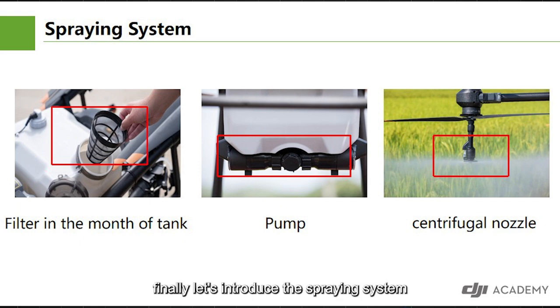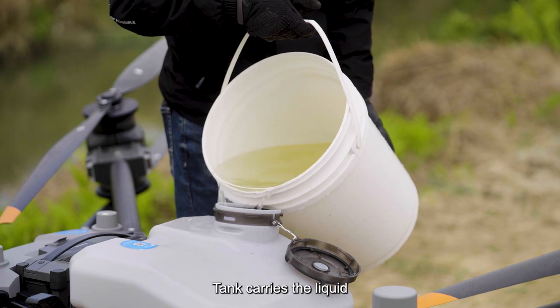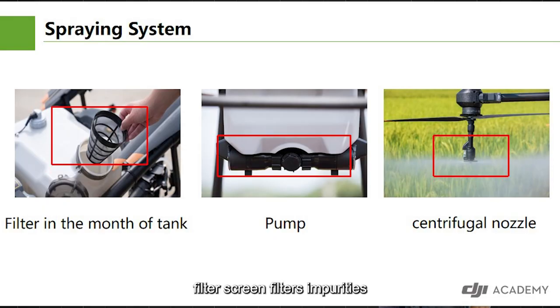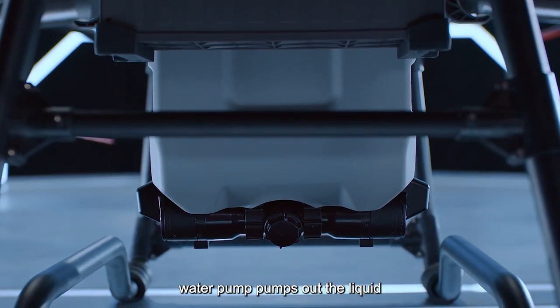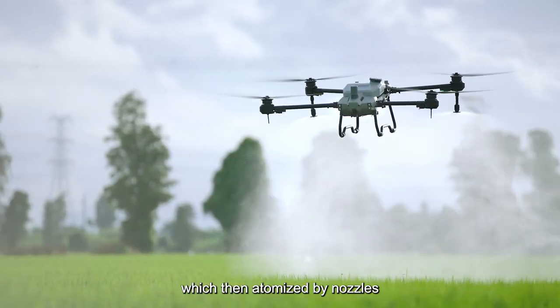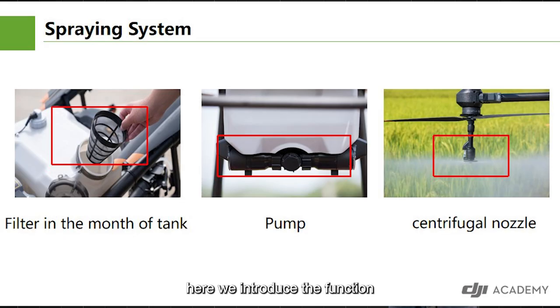Spraying system. Finally, let's introduce the spraying system of the agricultural drone. DJI Agras T40 and T20P use a centrifugal spraying system which consists of a spraying tank, filter screen, impeller pump, and dual atomized sprinklers. The tank carries the liquid, the filter screen filters impurities, the water pump pumps out the liquid, which is then atomized by nozzles. Here we introduce the function of each component in detail.